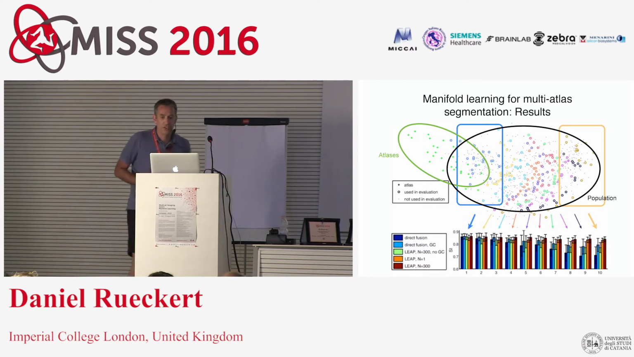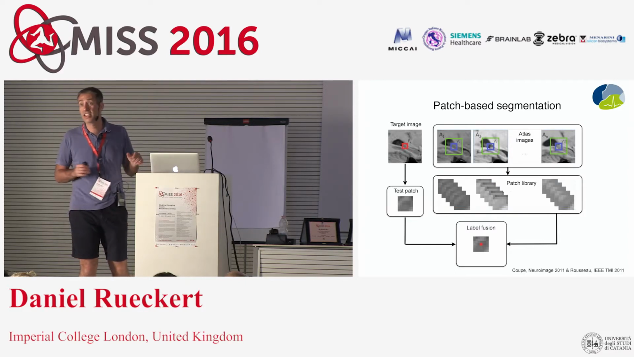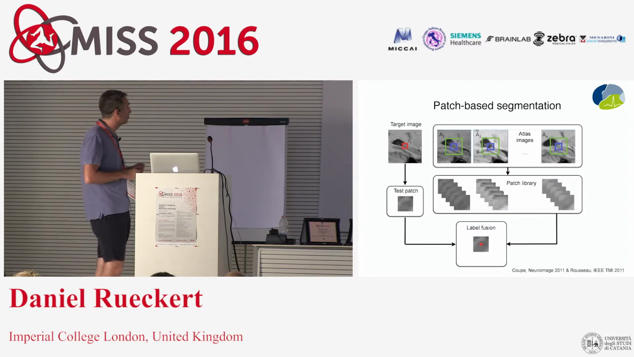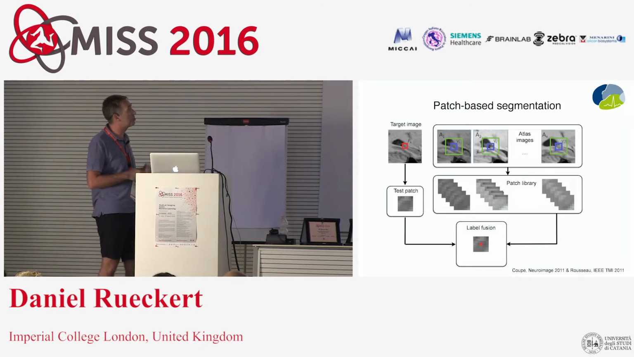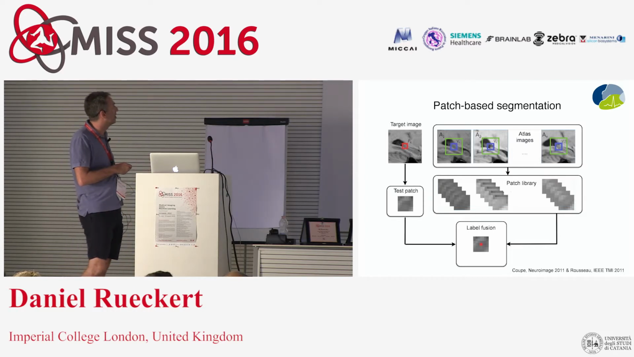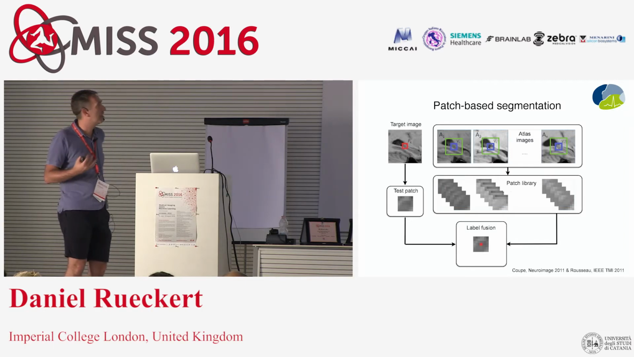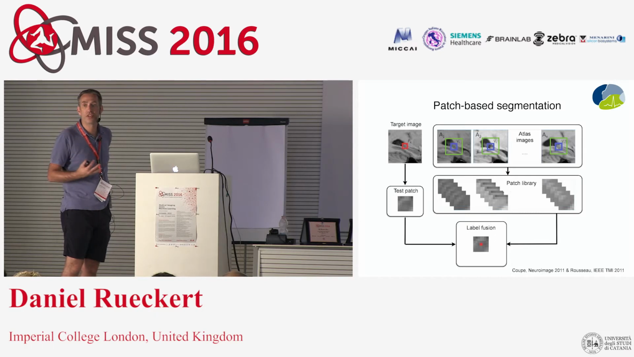So I'm just going to show you very quickly another example of how you can tackle the same problem with dictionary learning. The idea here in dictionary learning is based on something called patch-based segmentation, which was proposed a couple of years ago. And here the idea of trying to label a pixel in an image is simply transformed into a reconstruction problem.